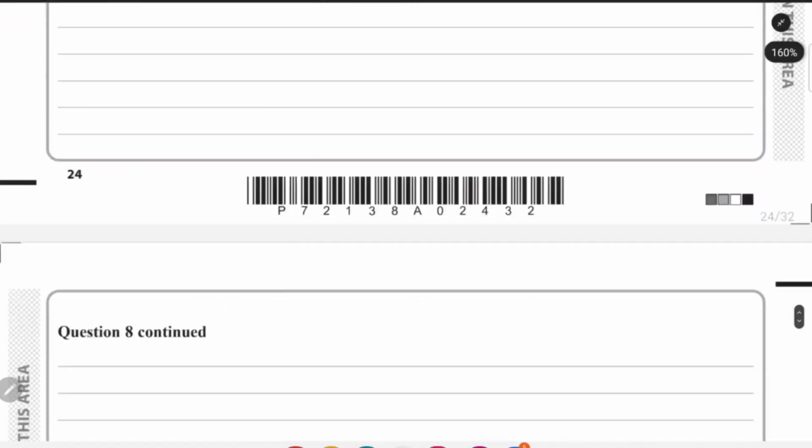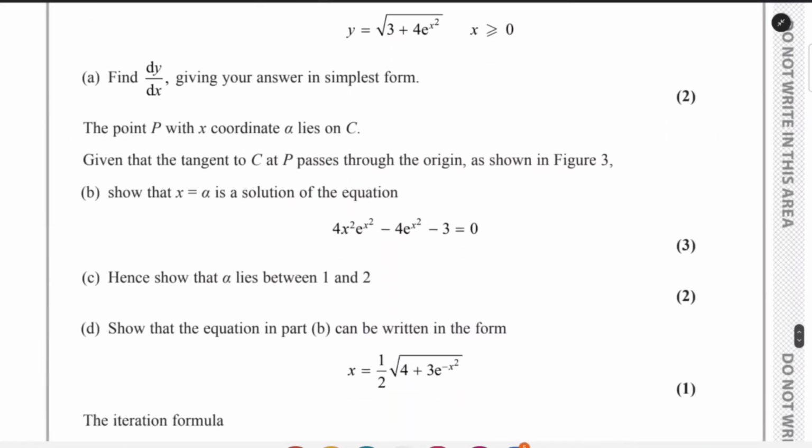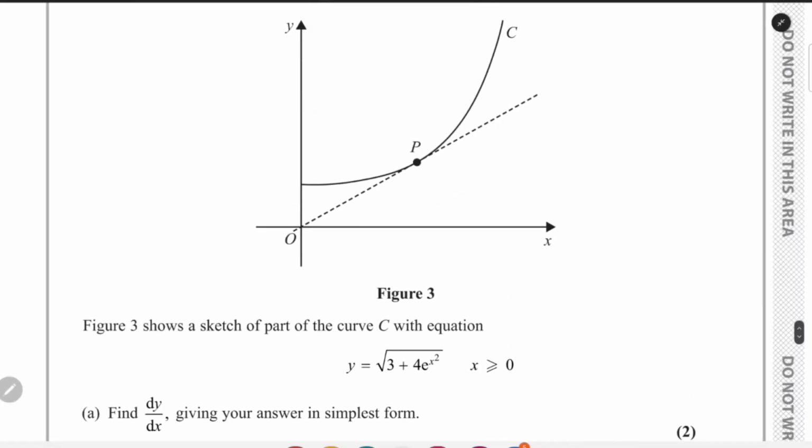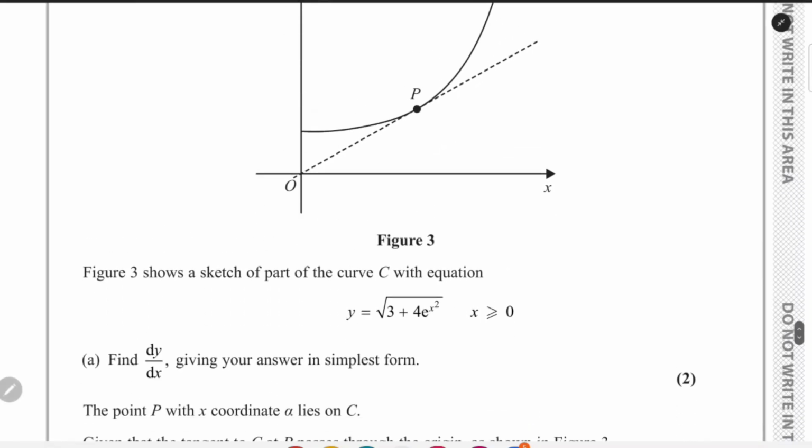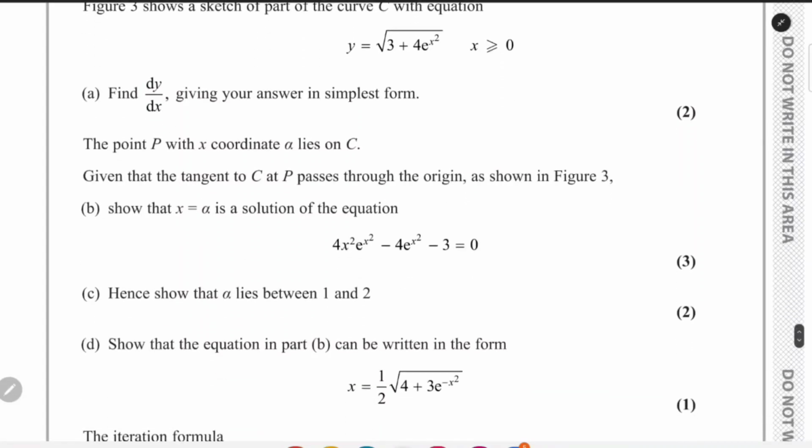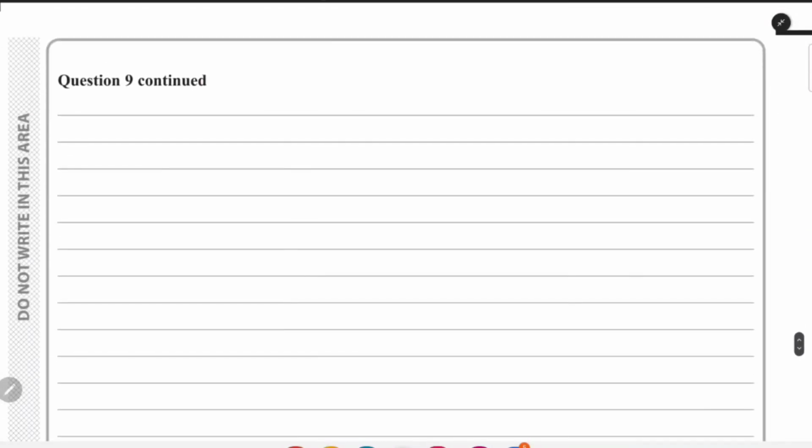Now moving to question 9, the penultimate question over here. We are given this curve with this equation over here. We have to find dy by dx for the first part. We have to differentiate this function over here. For this we have to use the chain rule. So if I want to find dy by dx, this will be u. The formula for this will be du by dx. Dy by dx is equal to dy by du multiplied by du by dx.